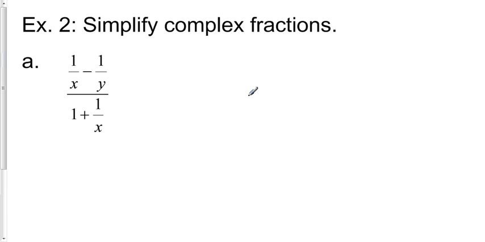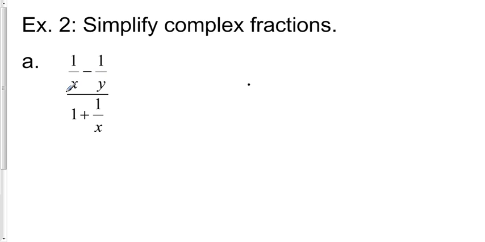Okay, moving on to simplifying complex fractions. Kind of our last main idea here, and then this video is done. So we're really dividing fractions here, but if you look at the numerator and the denominator, you've got addition of fractions and subtraction of fractions, and that's why it ties in with this video.